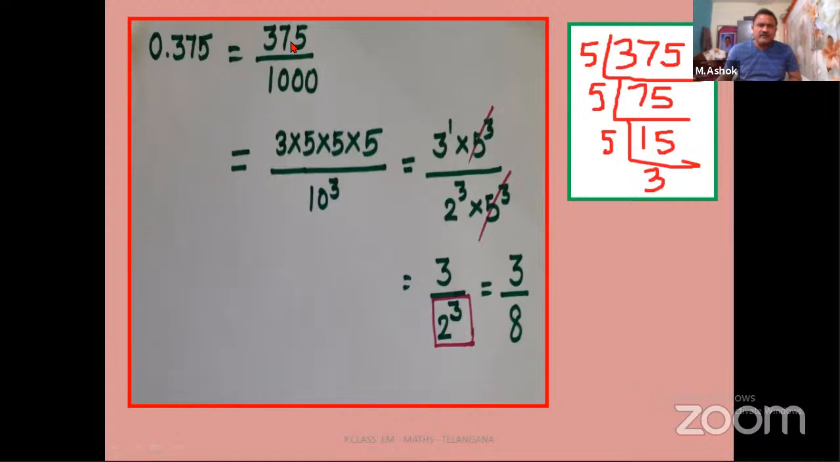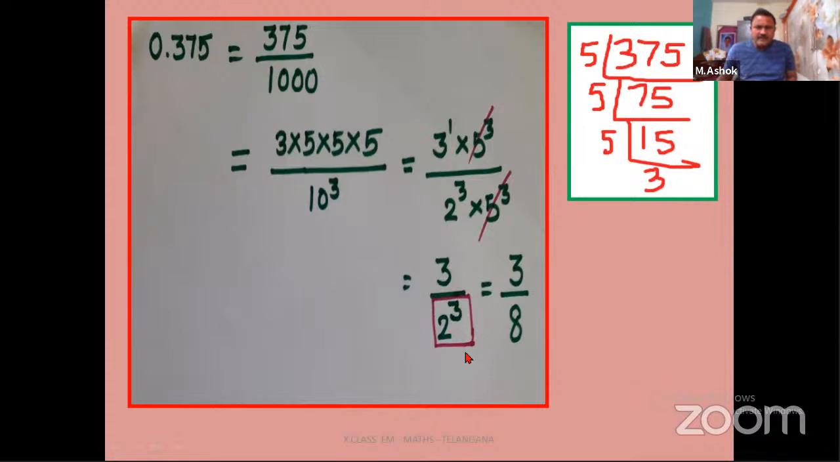So 375 can be written as 3 into 5 into 5 into 5. We know 1000 means 10 cube. I am writing 10 as 2 into 5, so 10 cube means 2 cube into 5 cube. Here it is 3 into 5 cube. This 5 cube will get cancelled, and we get only 3 to the power of 1 into 2 cube.